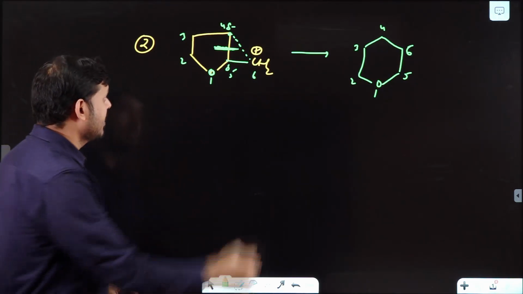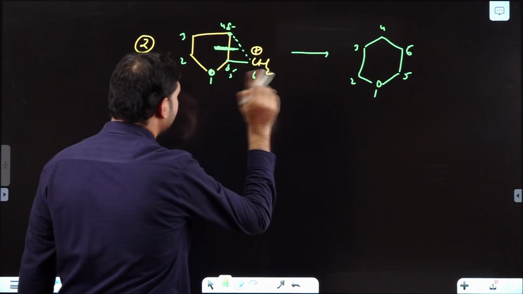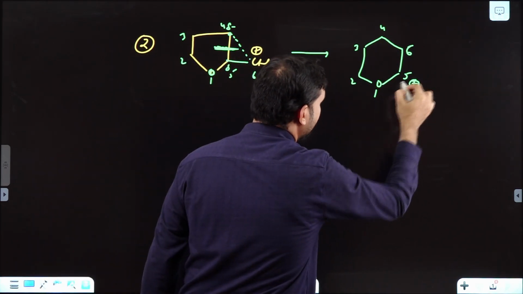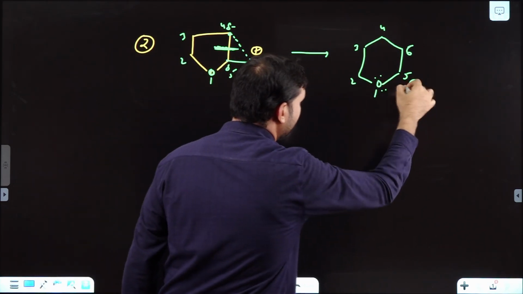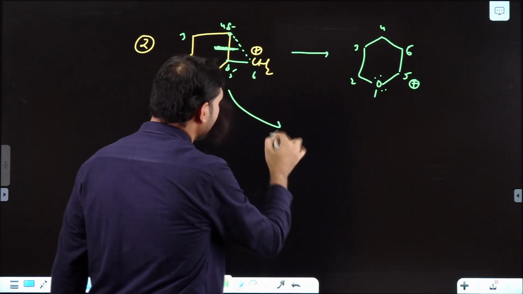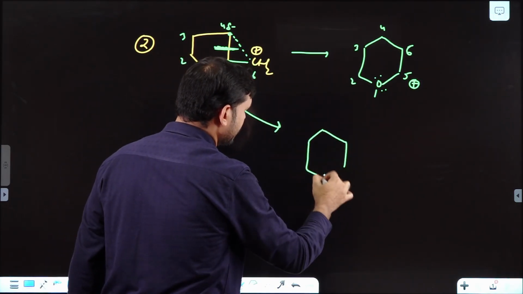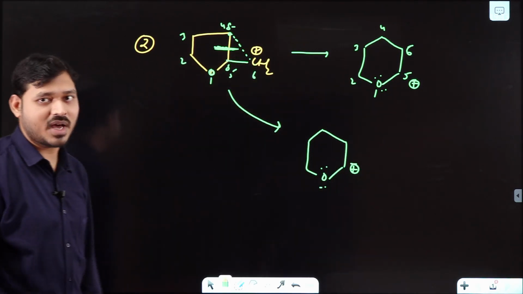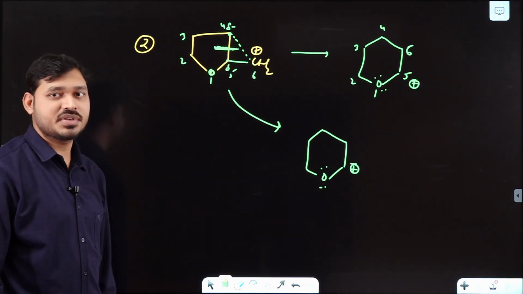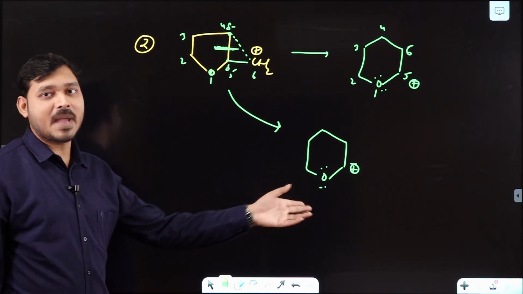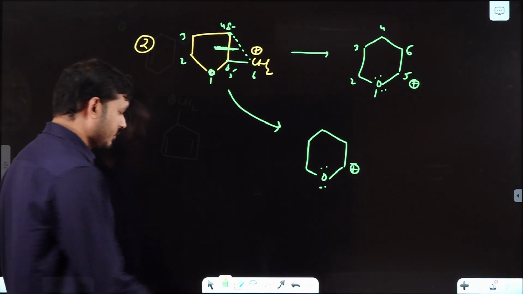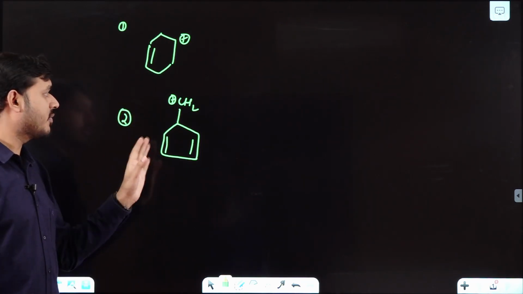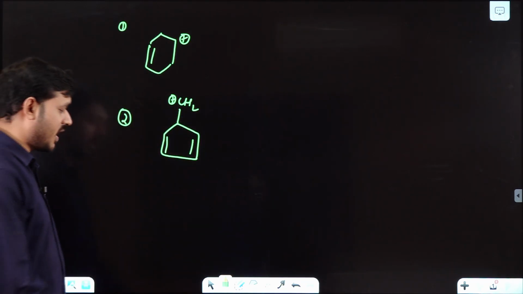Now what happens? In that case, the plus charge will come to this 5th carbon, this plus charge here. So it is having conjugation with this oxygen. So finally what you are getting is a highly stable form of carbocation. Okay, it is having conjugation, resonance stabilized. You can say back bonding case. Okay, so students, in these two given cases, now you have to find out the most stable form of carbocation.